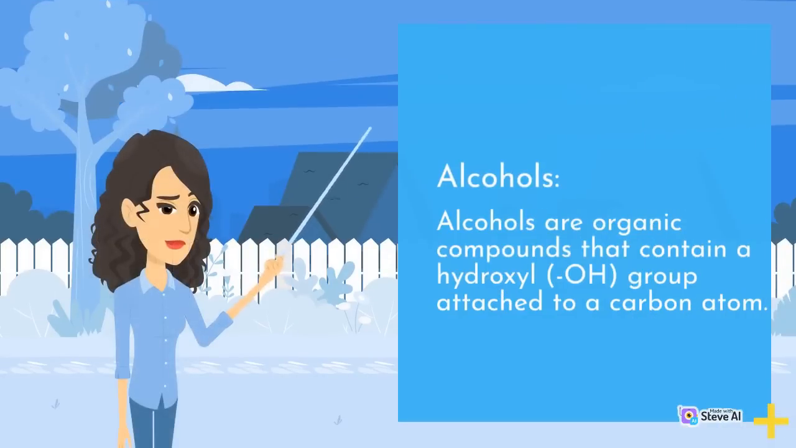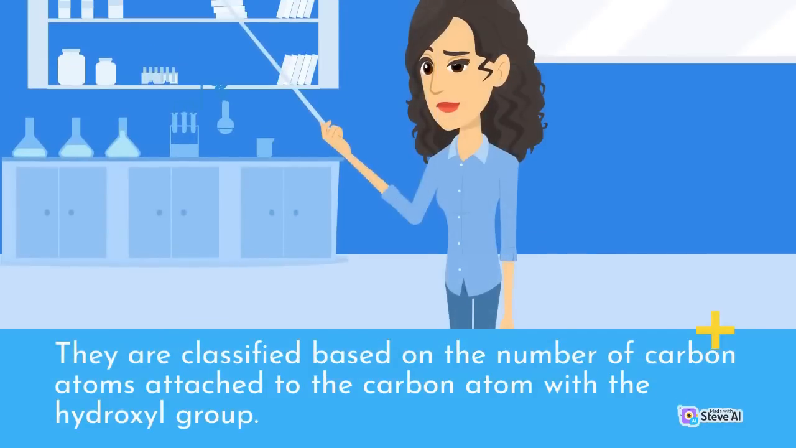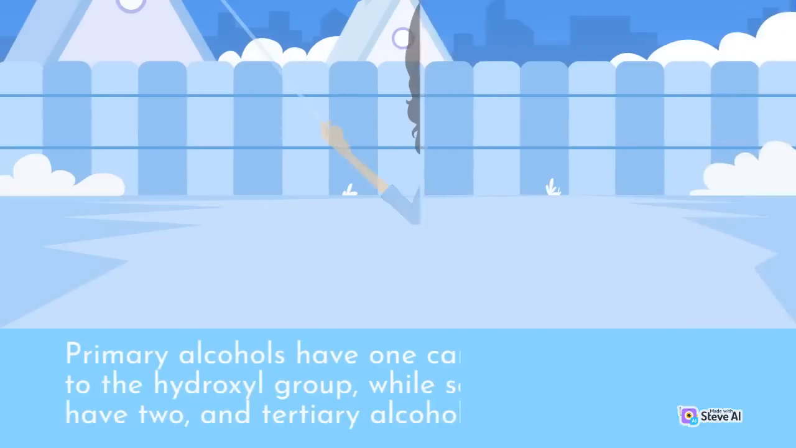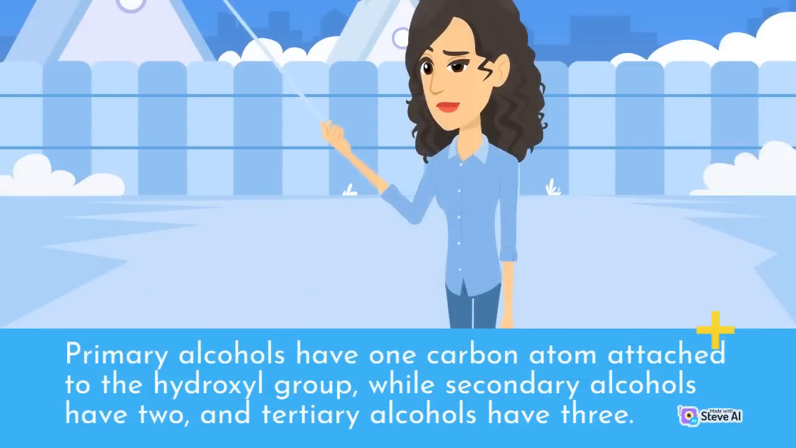Alcohols. Alcohols are organic compounds that contain a hydroxyl (OH) group attached to a carbon atom. They are classified based on the number of carbon atoms attached to the carbon atom with the hydroxyl group. Primary alcohols have one carbon atom attached to the hydroxyl group, while secondary alcohols have two, and tertiary alcohols have three.